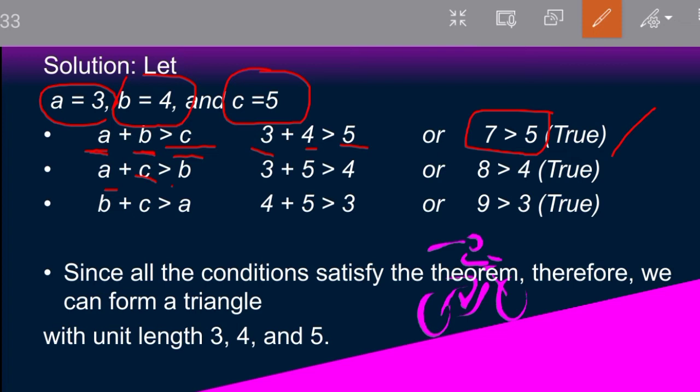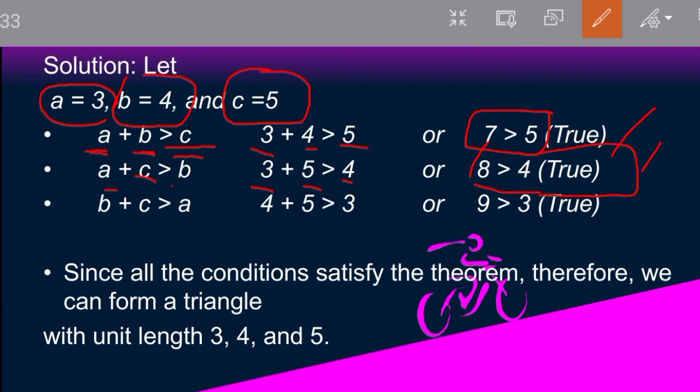Substitute the values. Our A is 3, our C is 5, and our B is 4. 3 plus 5 is equal to 8. 8 is greater than 4. That is also true.